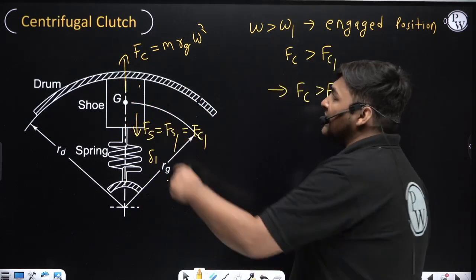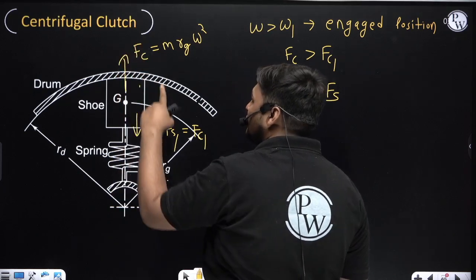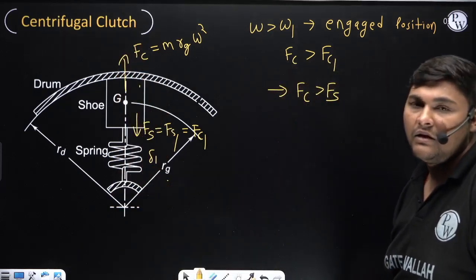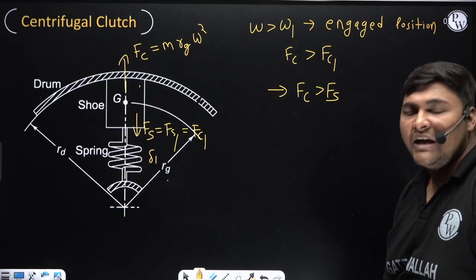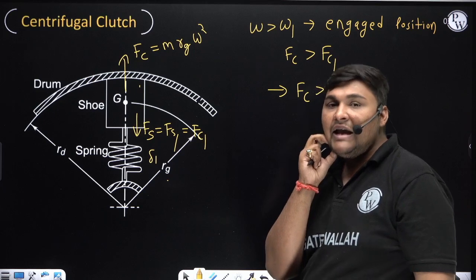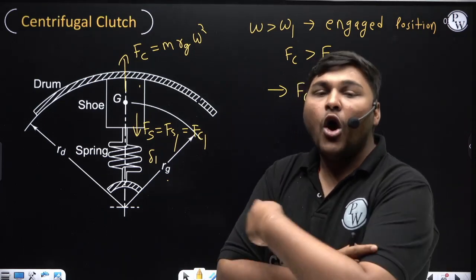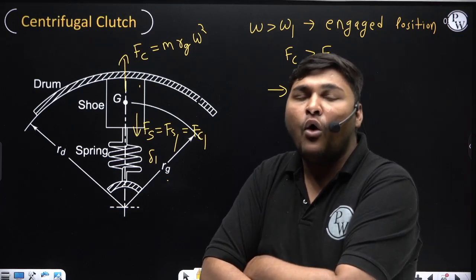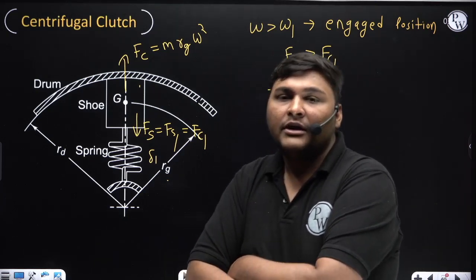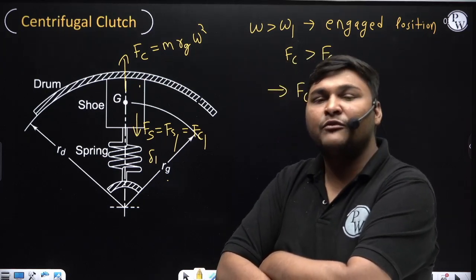So can I say at this contact surface, the net outward force will be FC minus FS? Where FC is the centrifugal force of the engaged position, whose expression is mRg omega square, and FS is the spring force of the engaged position. Can I say the spring force of all engaged positions will be same? Because at the engaged position the spring cannot elongate further, so the spring force will remain same.